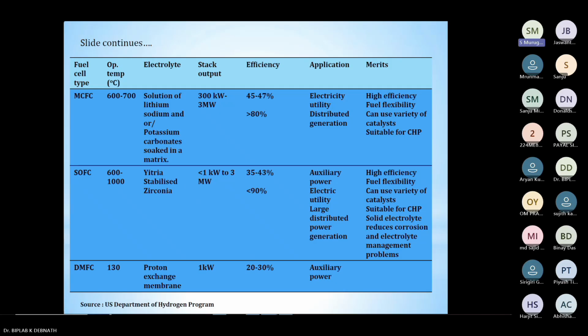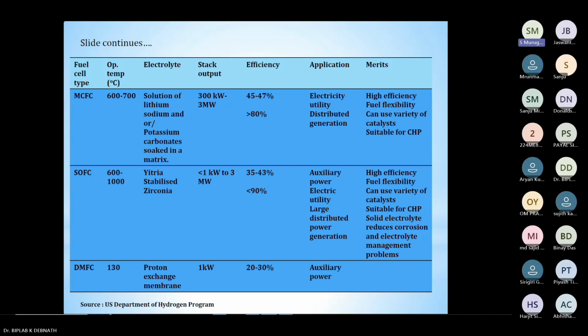And the merit is that you can have higher conversion efficiency, and you can also have fuel flexibility. You can use any kind of fuel, provided of course you may have to use a reformer, and you can use a variety of catalysts. It can be suitable for cogeneration application.